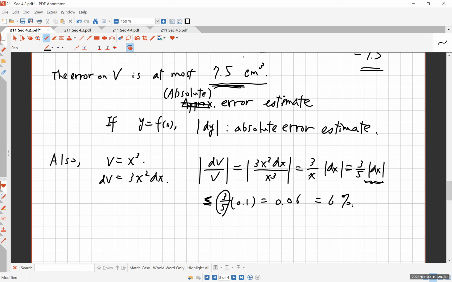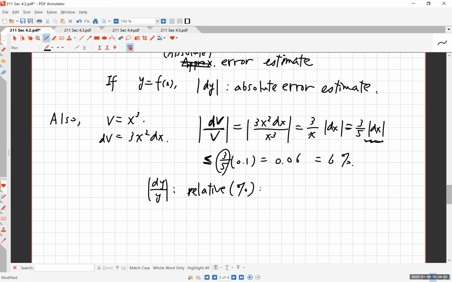Now, what do we calculate? This is the error divided by the volume. So this is a percentage of error based on the volume. This, dv over v or dy over y, is called relative error. And the word relative simply means percentage at this point. It's a percentage error estimate.